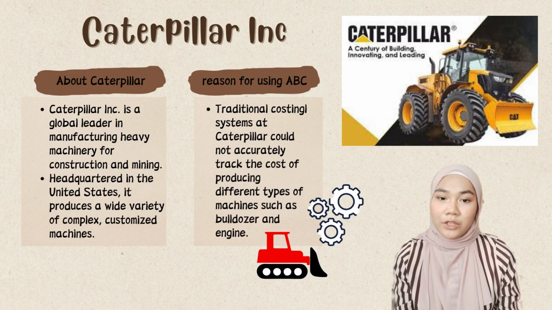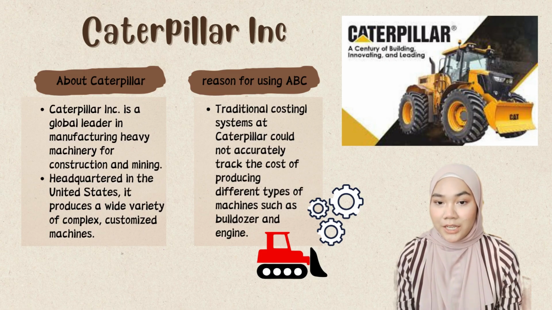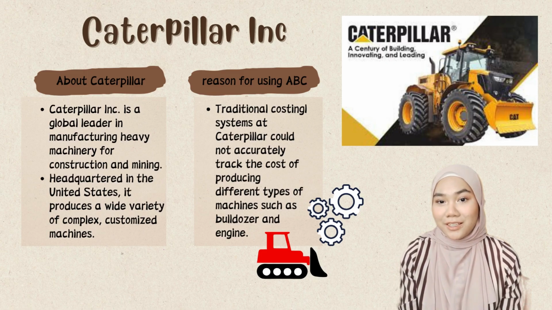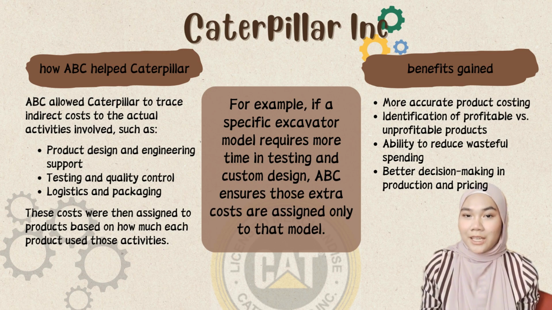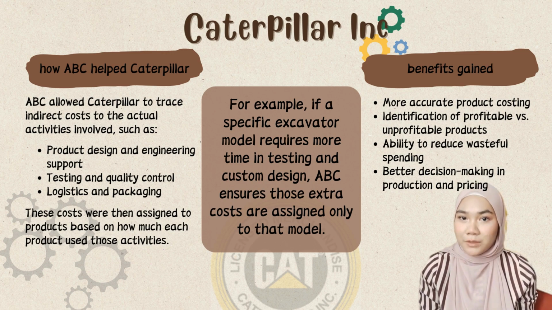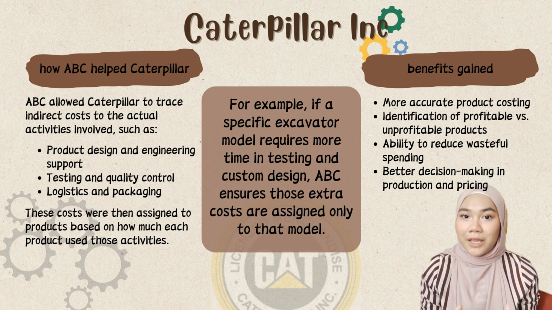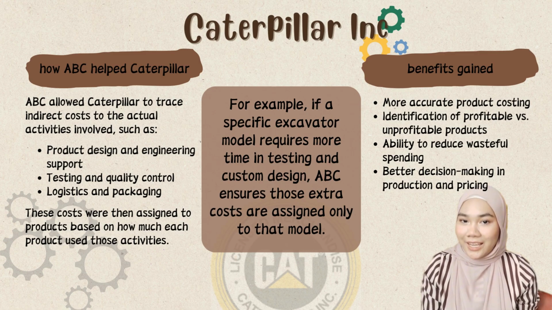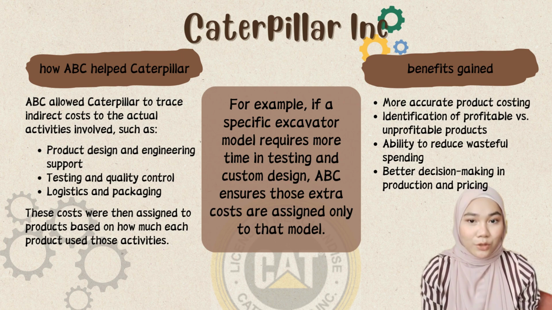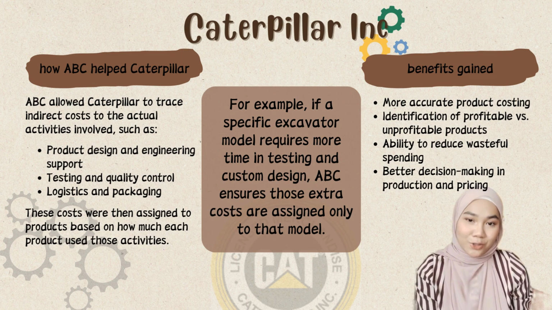Traditional costing methods will not give them accurate information. That's why Caterpillar decided to use ABC. ABC helps the company understand the true cost of each machine. It does this by looking at all the activities involved in making the products, like testing, design, support and logistics, and then connects those costs to the products. This gives Caterpillar a better view of how much each product really costs to make.